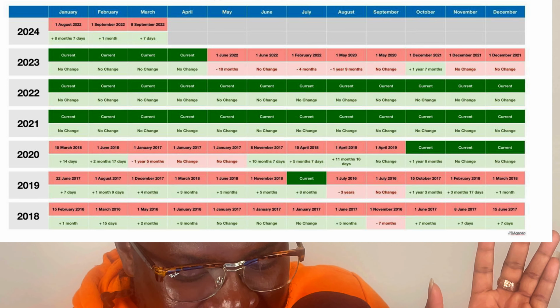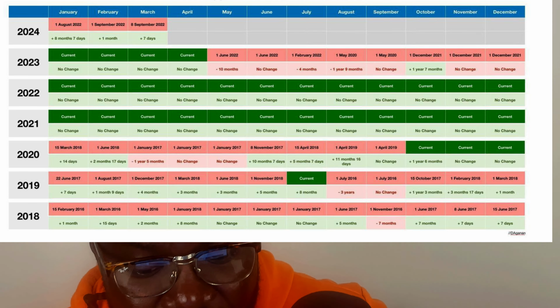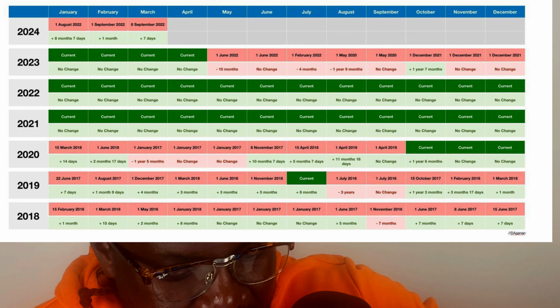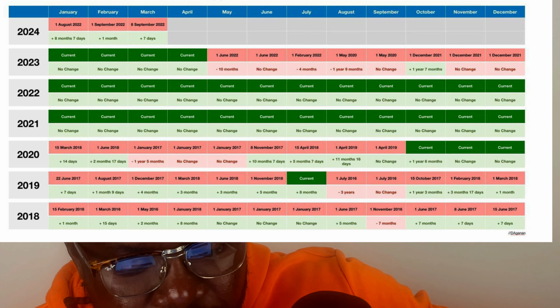And then in 2019, the only current happened in July. That was it, and then it retrogressed. And then in 2020, retrogressed. So the current started from the end part of 2020. It started being current in October. The fiscal year starts from October. So it started being current in October 2020, right through to 2021, 2022, and then the early part of 2023.